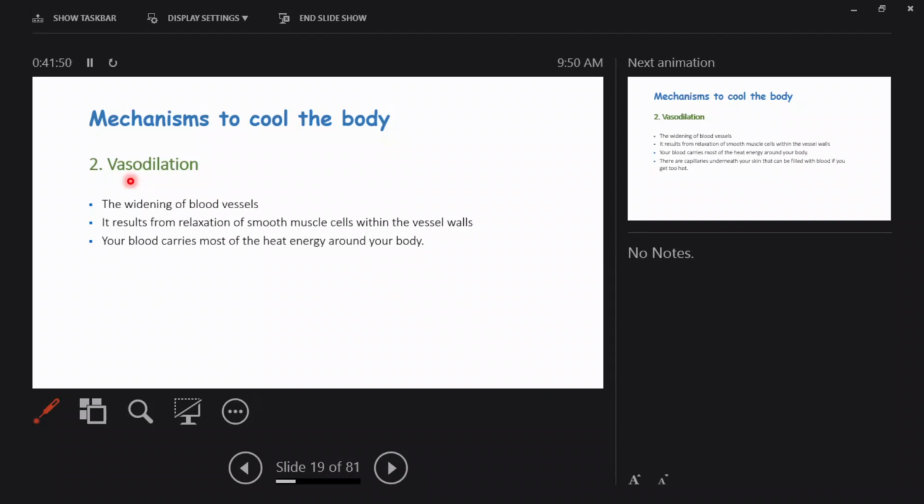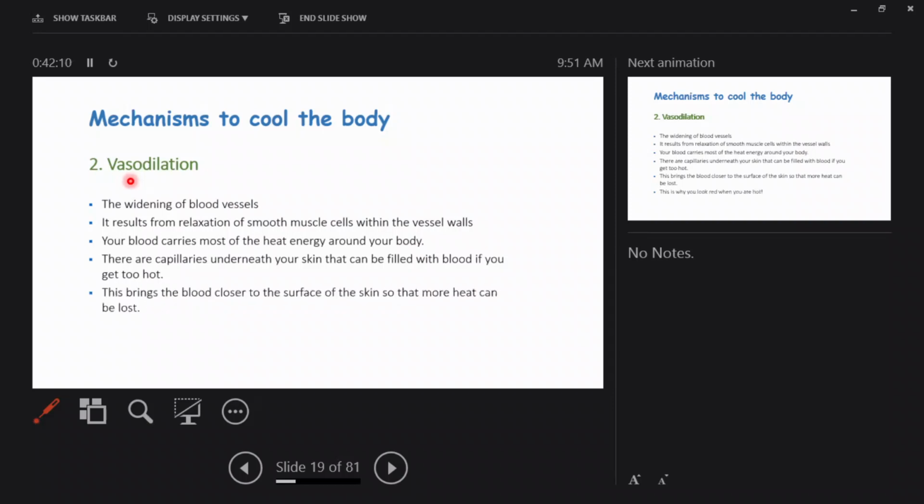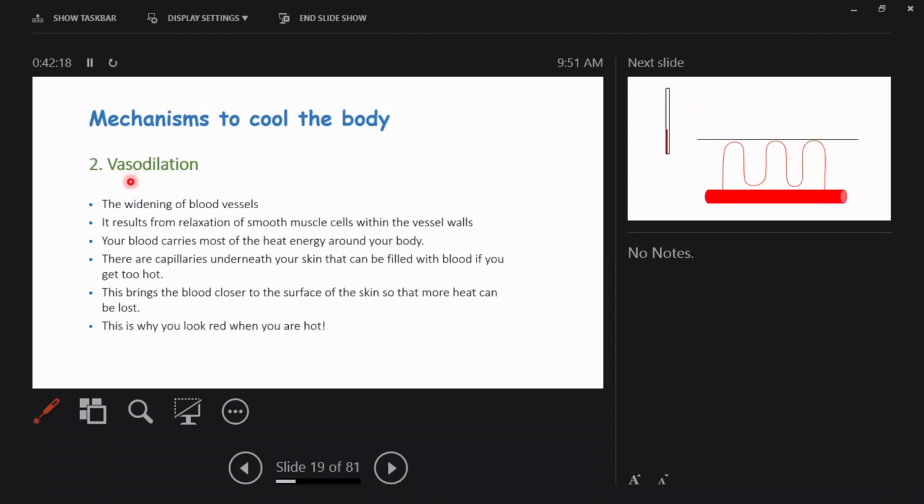Your blood carries most of the heat around your body. We know that there are blood vessel capillaries all over our body, right? So this blood carries heat energy. There are capillaries underneath the skin of our body. There are capillaries that can be filled with blood if you get too hot. So this brings the blood closer to the surface of the skin so that more heat can be lost. So this is why, for certain people with a fair color of skin, they look red when they are hot.